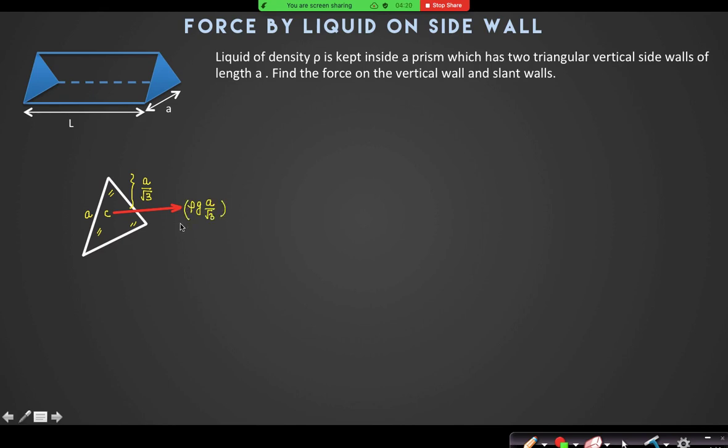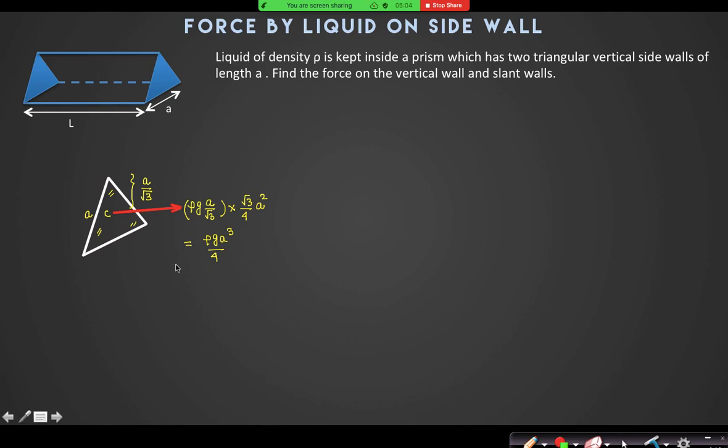Yes, sir. And with this, I will multiply the area of this triangle, which is root 3 by 4 A square. Have I got it correct? If you multiply it, root 3 will get cancelled out. So it is rho g A cube by 4. You should find this as your answer.